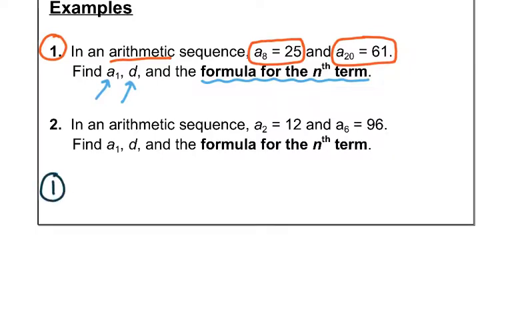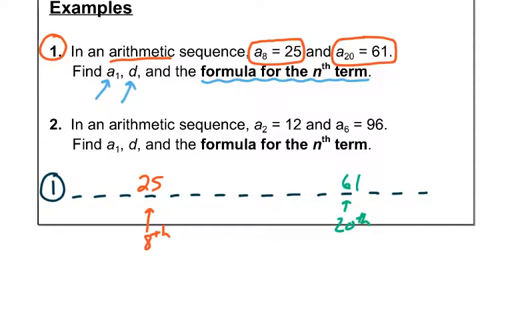All right, I know the 8th term is 25 and the 20th term is 61, which means if these little steps here are all the terms in the sequence, can you imagine that somewhere over here, the 8th term is 25. And somewhere down the line, a little bit farther, the 20th term is 61. So therefore, how did I get from 25 all the way to 61? Can you see how many steps it took? I went from the 8th term to the 20th term. So how many steps is it from the 8th term to the 20th term? You could subtract, and that is 12 steps.